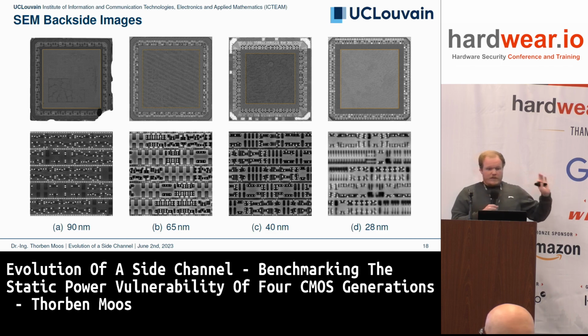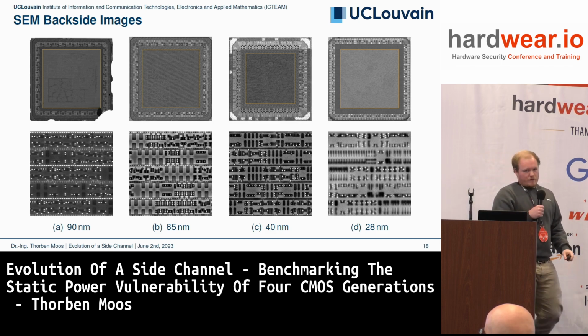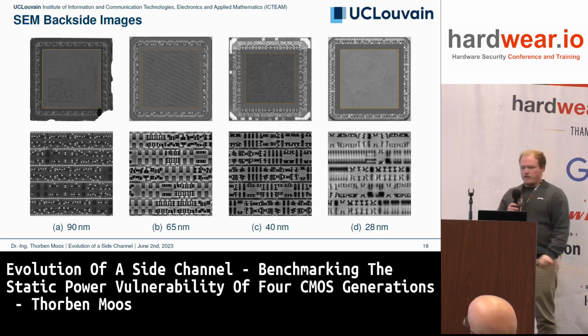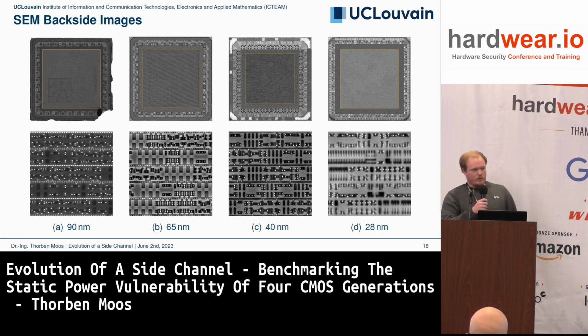Here are some scanning electron microscope images from pre-processed chips on the backside. It's not really important for this talk, but I wanted to advertise a little bit that my colleagues Andres and Steffen are giving a talk about those same chips with scanning electron microscope images tomorrow.